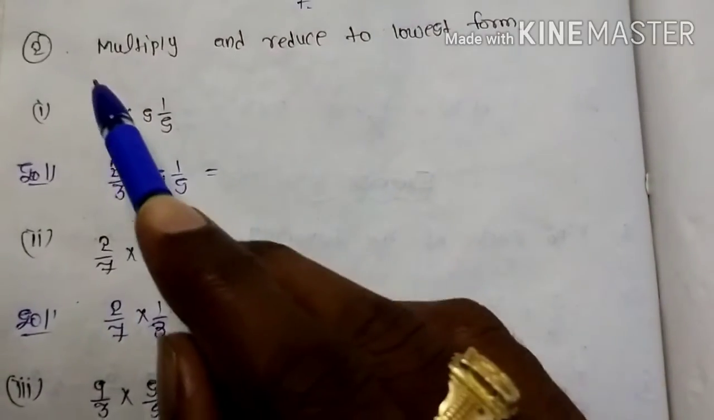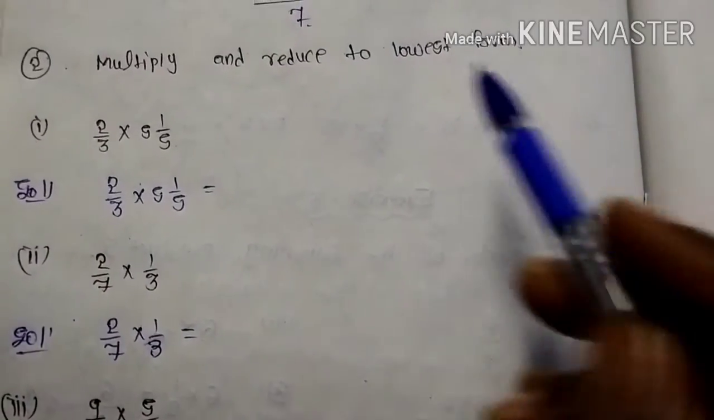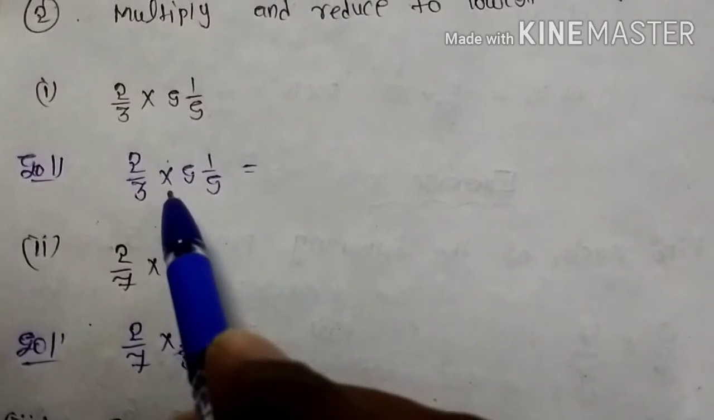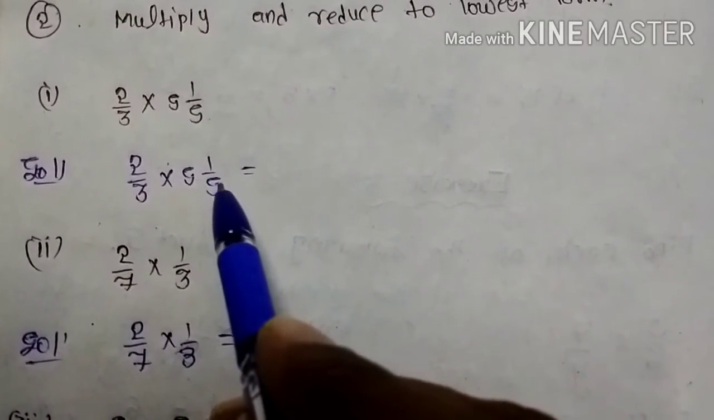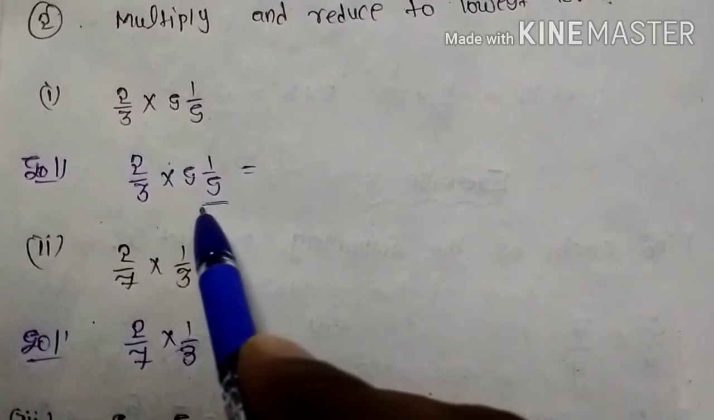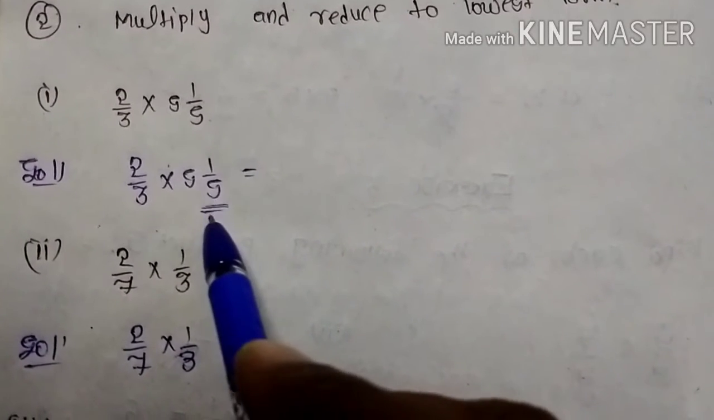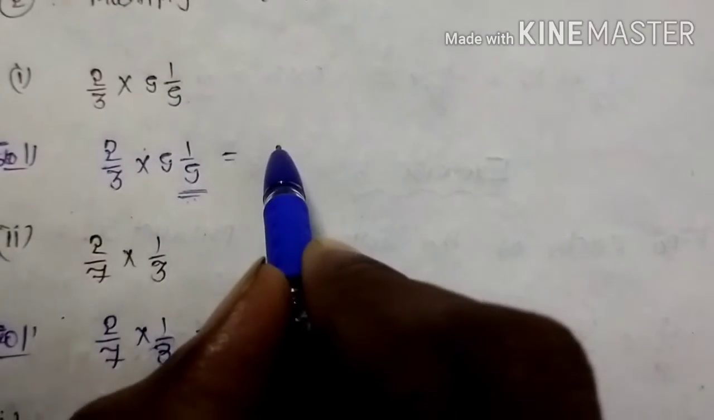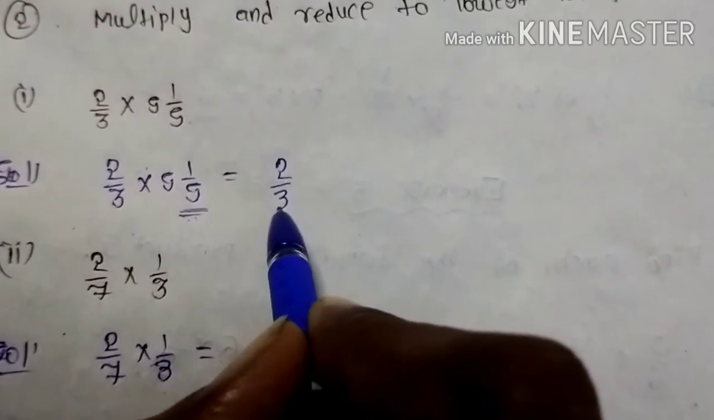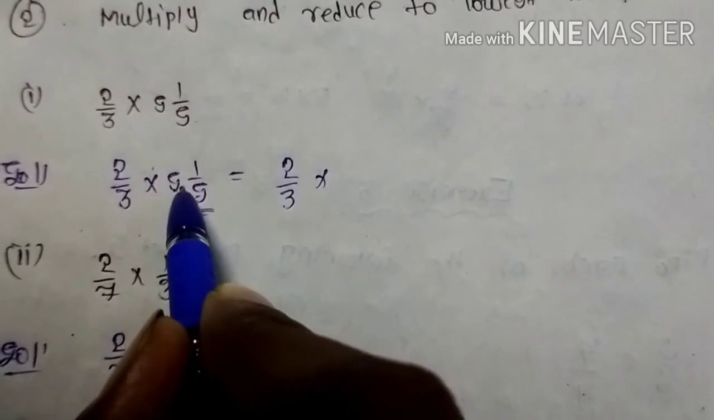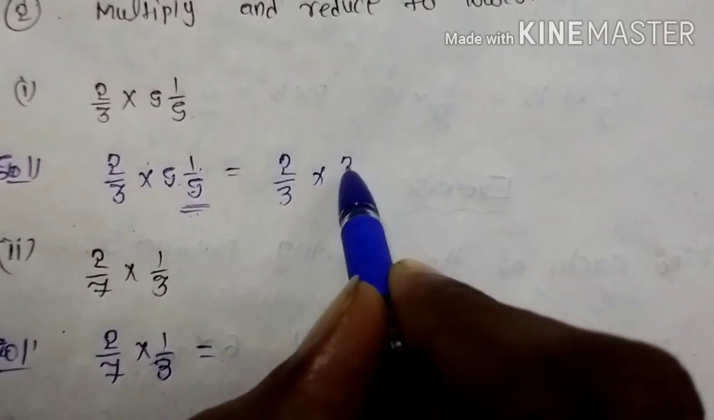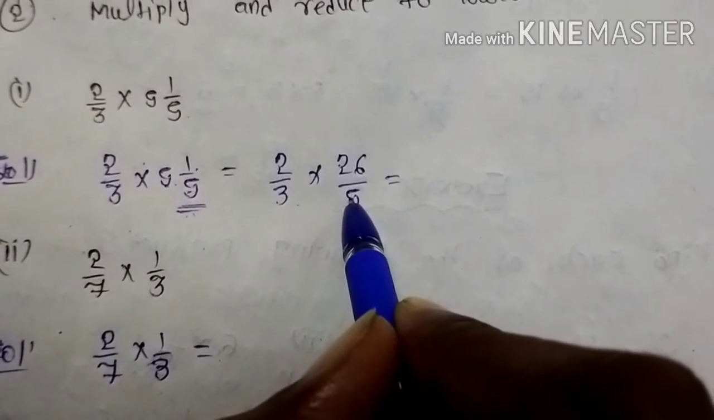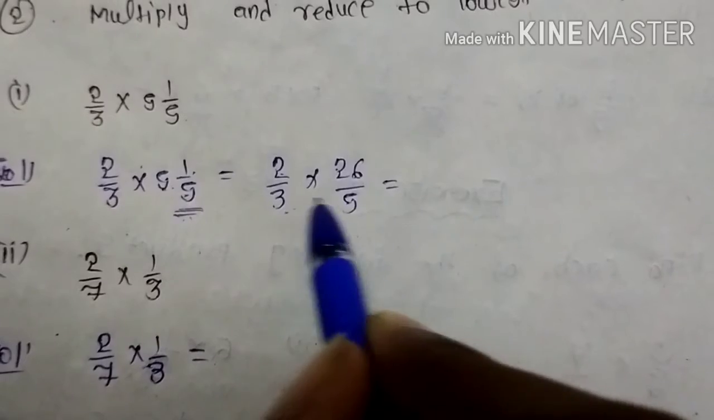Now you can see here second question, multiply and reduce to lowest form. First question you can see here 2 by 3 into 5 1 by 5. Once you observe, this is a mixed fraction. First of all you convert the mixed fraction into an improper fraction. So I am writing here 2 by 3 into 5 5s are 25. 25 plus 1 is 26, so I write 26 by 5. You know how to find the product of two fractions, numerator with numerator, denominator with denominator.